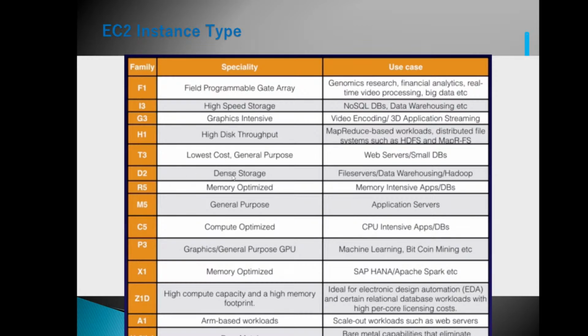So D family, dense storage, used for data warehousing, Hadoop ecosystems. R family, memory optimized. If you have a requirement where you need a memory intense application or database, then you should go with R family. It's one of the very fastest machines available with Amazon.